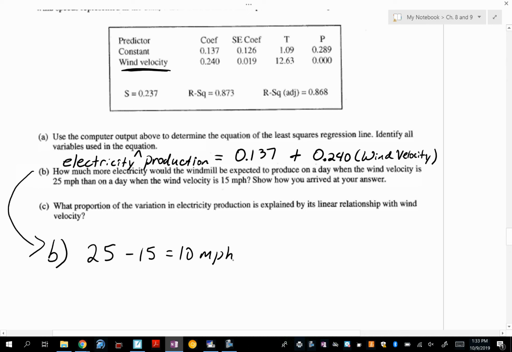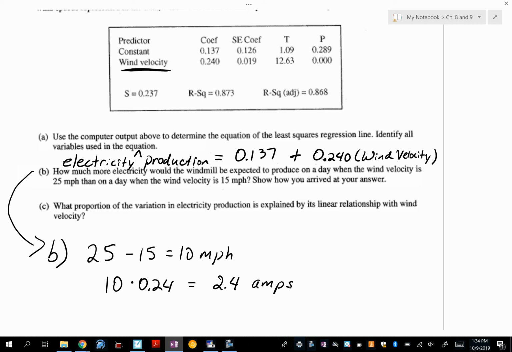And if it's 10 miles per hour, think about this. When I look at the slope of 0.24, that's how much electricity I expect to be produced with an increase of 1 mile per hour. So if I increase the wind speed by 10 miles an hour, I take my slope and multiply it by 10. So I would write 10 times 0.24, which is 2.4 amps. So I'm expecting on that day, when I have 10 more miles an hour of wind, to produce 2.4 more amps.